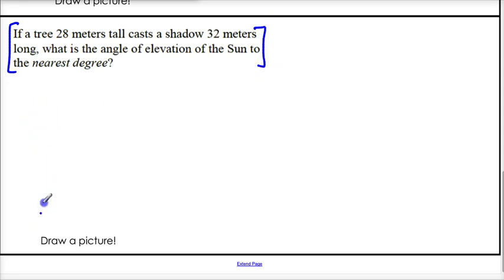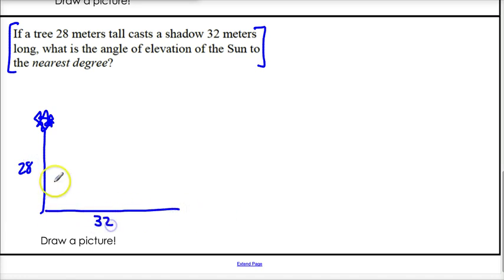We got a tree. That's my tree. Beautiful, right? It casts a shadow that is 32 meters long. So my tree is 28 meters. My shadow is right here. This is 32 meters. All right, the tree casts a shadow. It says, what is the angle of elevation to the sun?